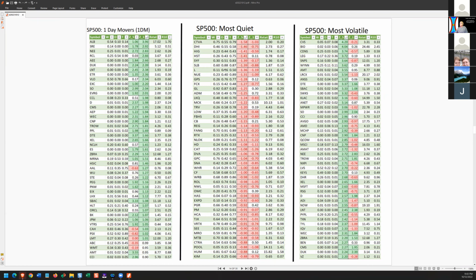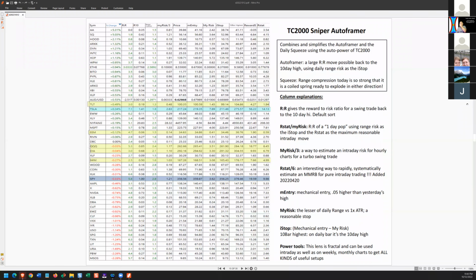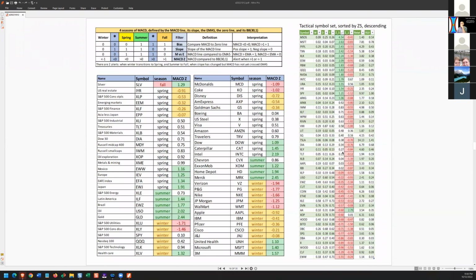The one-day movers, there's some significant, surprising moves. Anything north of like 2 to 1, those should all be on your short list. VLO is Valero Energy, great big one-day move. And then I'm more interested right now in the volatiles because of the bear. Those kinds of things stand out to me. Autoframer stats for the tactical set. Standard sniper stats for the tactical set as well.